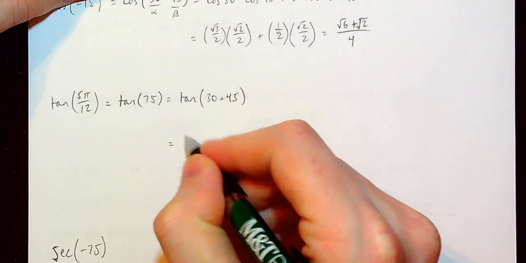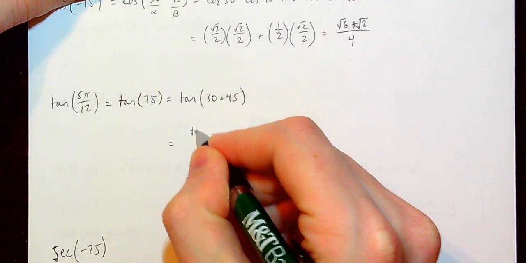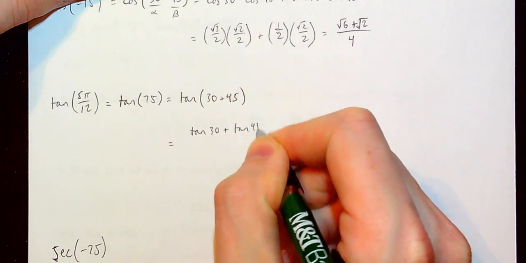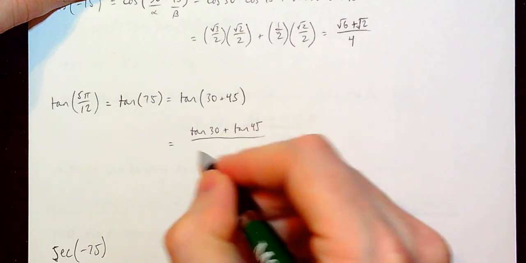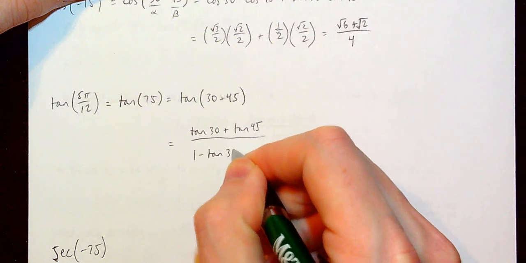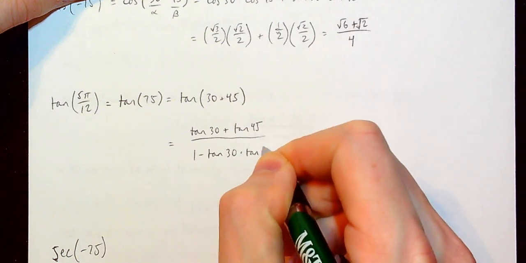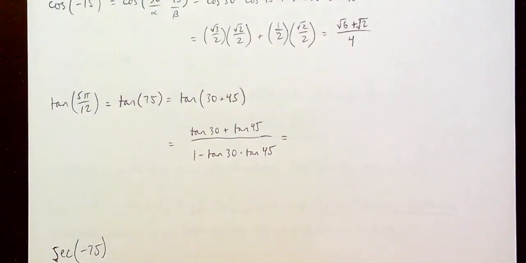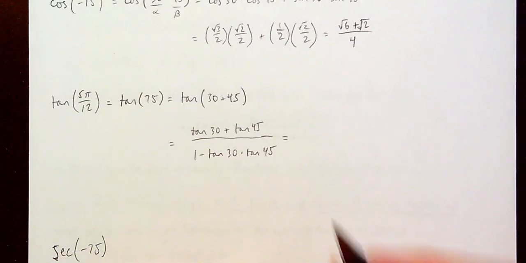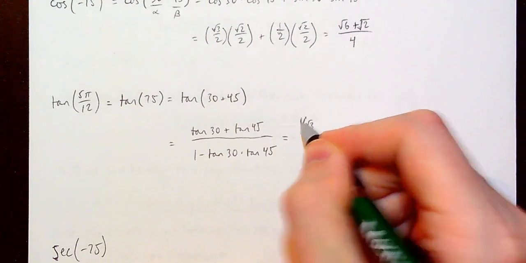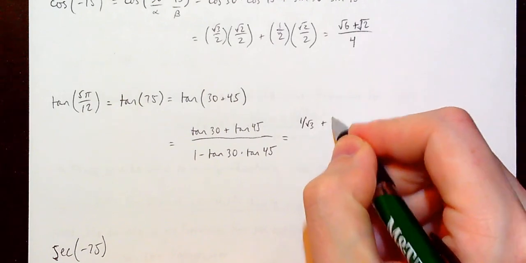So this is going to equal tan of 30 plus the tangent of 45, all divided by 1 minus tan 30 times tan of 45. Now, the tangent of 30, if you'll recall, is 1 over the square root of 3. Tangent of 45 is 1.